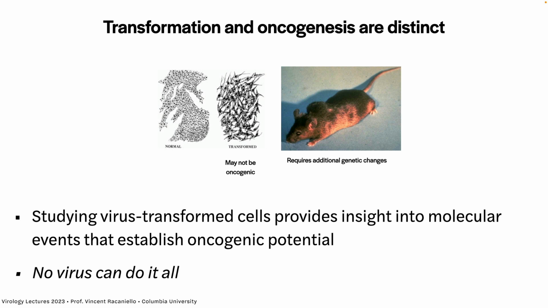And what I will tell you today is a story of how we learned how viruses cause transformation, and then that leads to oncogenesis, and how that informs our understanding of cancer in general. And I say here, no virus can do it all. The virus doesn't actually cause the cancer. The virus transforms the cell, as you will see, and then the cell keeps dividing and making mutations, and then a cancer arises, which is really independent of what the virus does.